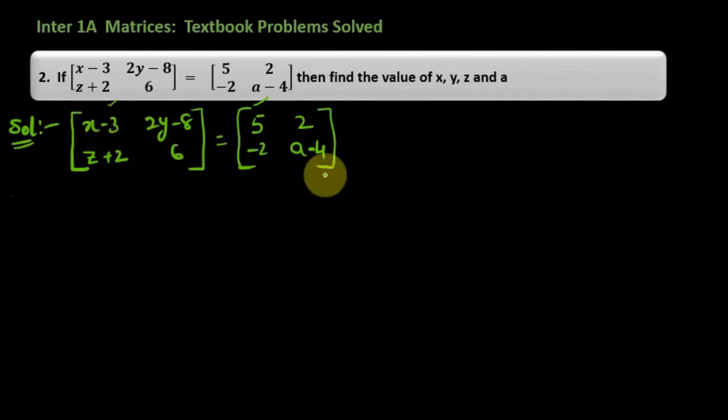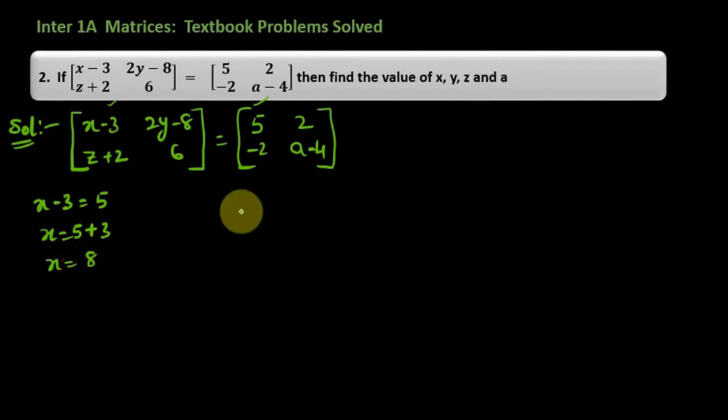So here I wrote the given two matrices and now I should equate the first element from this matrix is equal to the first element of this matrix. So x minus 3 is equal to 5. Then what is the value of x? 5 plus 3, that is x equal to 8.